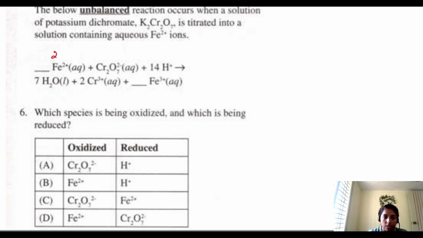Let's see the oxidation numbers. Fe2+, 2+ is the oxidation state. And what about the product? Yes, the product has Fe3+. So the oxidation number increased. Definitely Fe will be the oxidized species. So B or D. Then hydrogen is H+ and in the product also H+, so definitely chromium, correct? So Cr2O7 2- will be the reduced species. If you have any doubt, you can check the oxidation number. This is +6 and this is +3. Yes, the oxidation number decreased. So which option? Yes, D option. That's all.